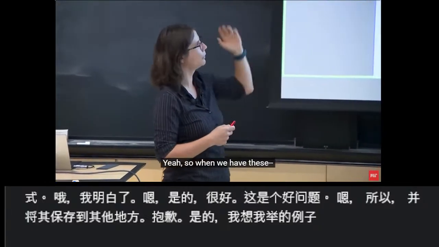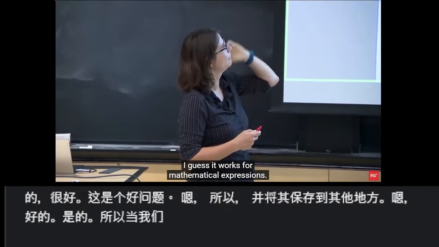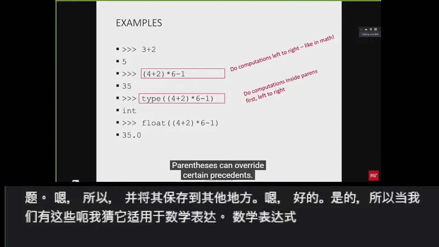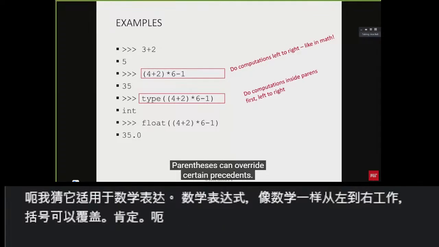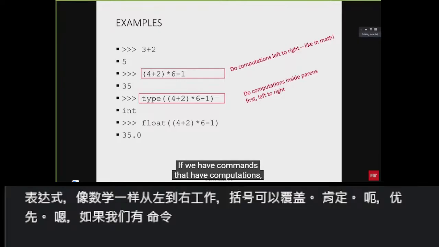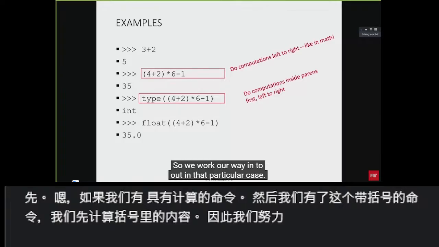Okay, yeah. So when we have these, I guess it works for mathematical expressions. Mathematical expressions work left to right, just like in math. Parentheses can override certain precedence. If we have commands that have computations, then we have this command with the parentheses, and we evaluate what's inside the parentheses first. So we work our way from in to out in that particular case.